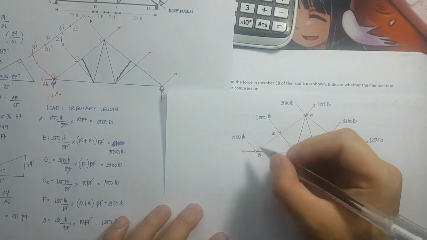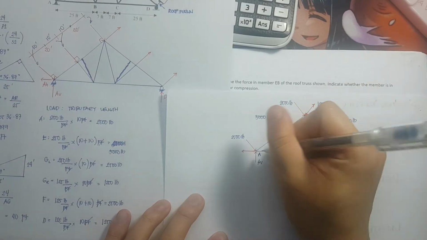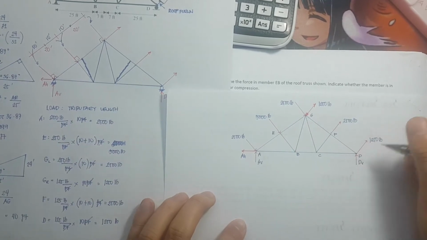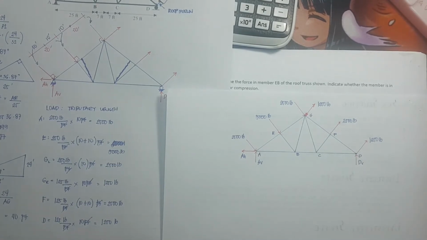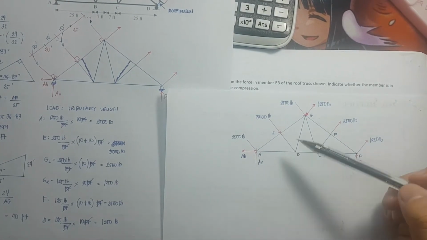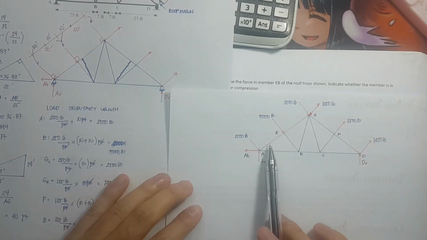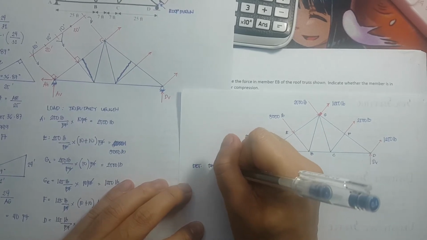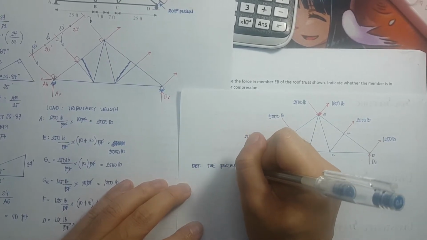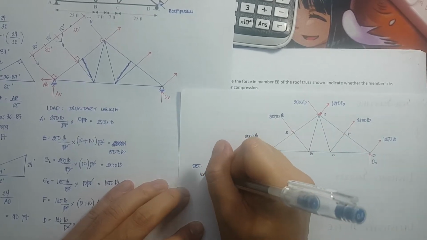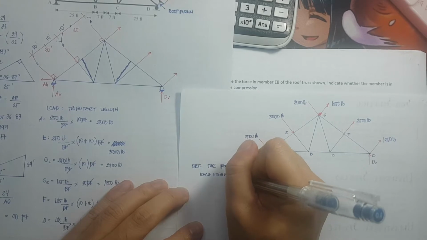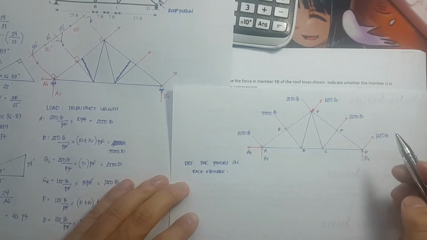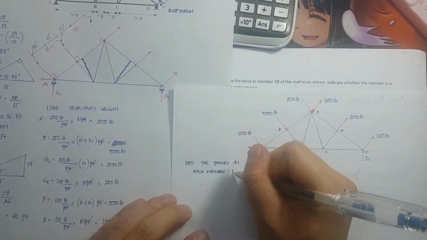Okay, so we have here a vertical reaction, assume direction to be upward, a horizontal reaction, assume direction to be pointing to the left, and D vertical is assumed direction pointing upwards. What we need to do is to determine the forces on each member. If we are to determine the forces on each of these members, it is best to use the method of joints.